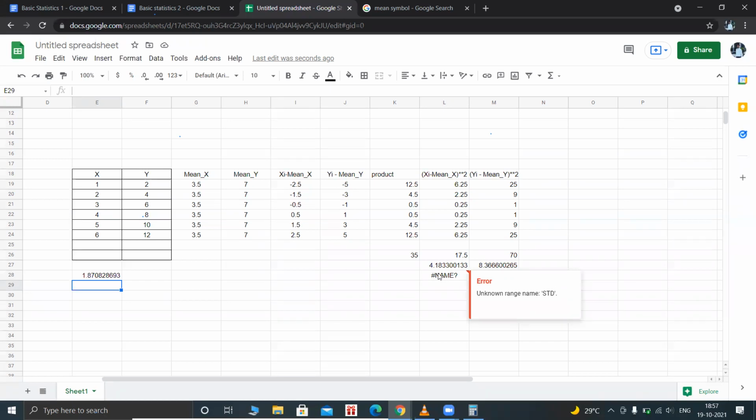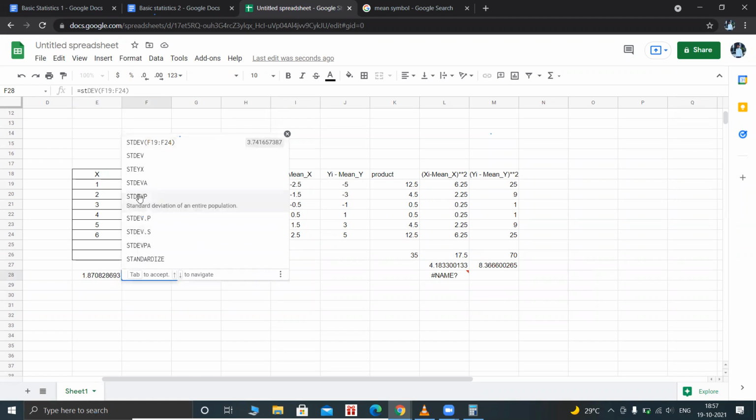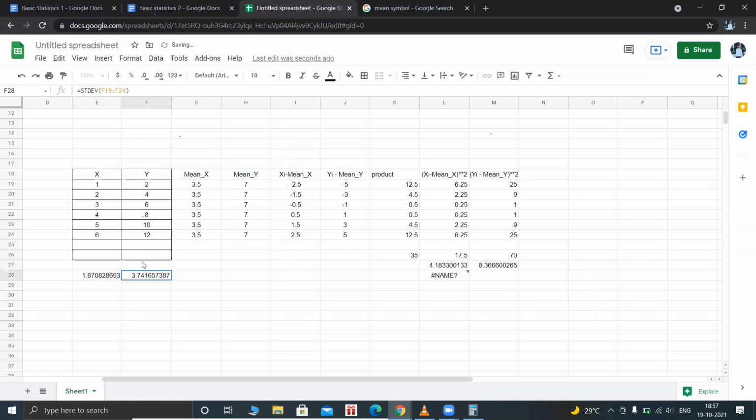okay, I did a mistake, guys. I don't know where I did mistake. So standard deviation is this one, equal to STD standard dev. Yeah, so if I execute, it was 3.7. I did a mistake. I don't know where I did mistake.